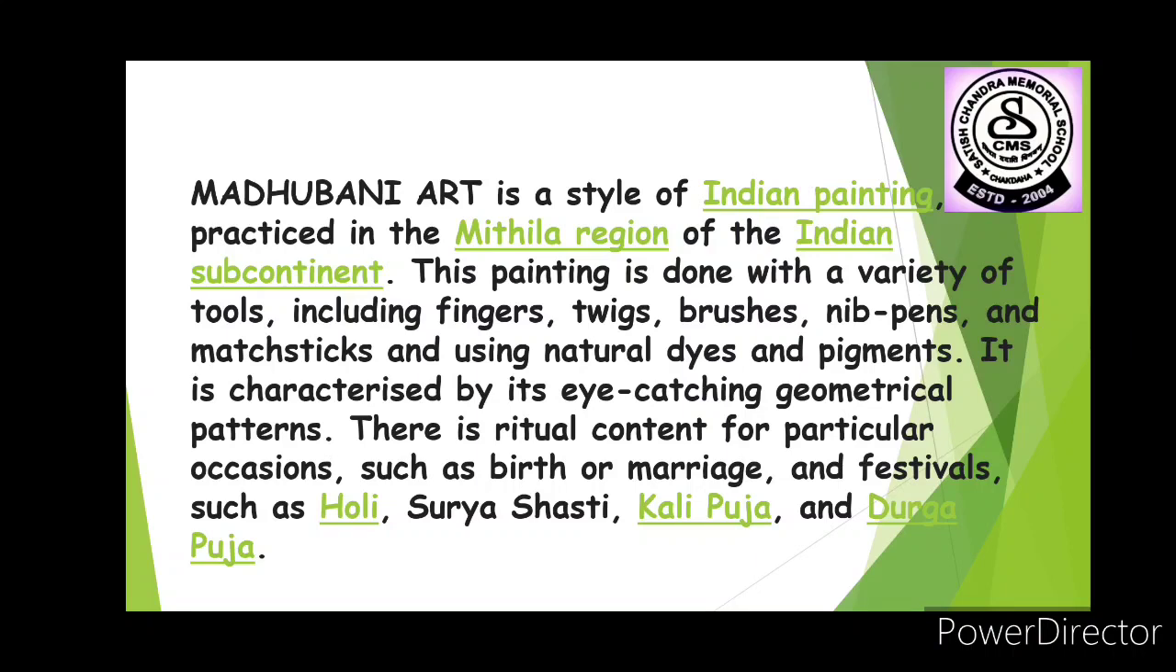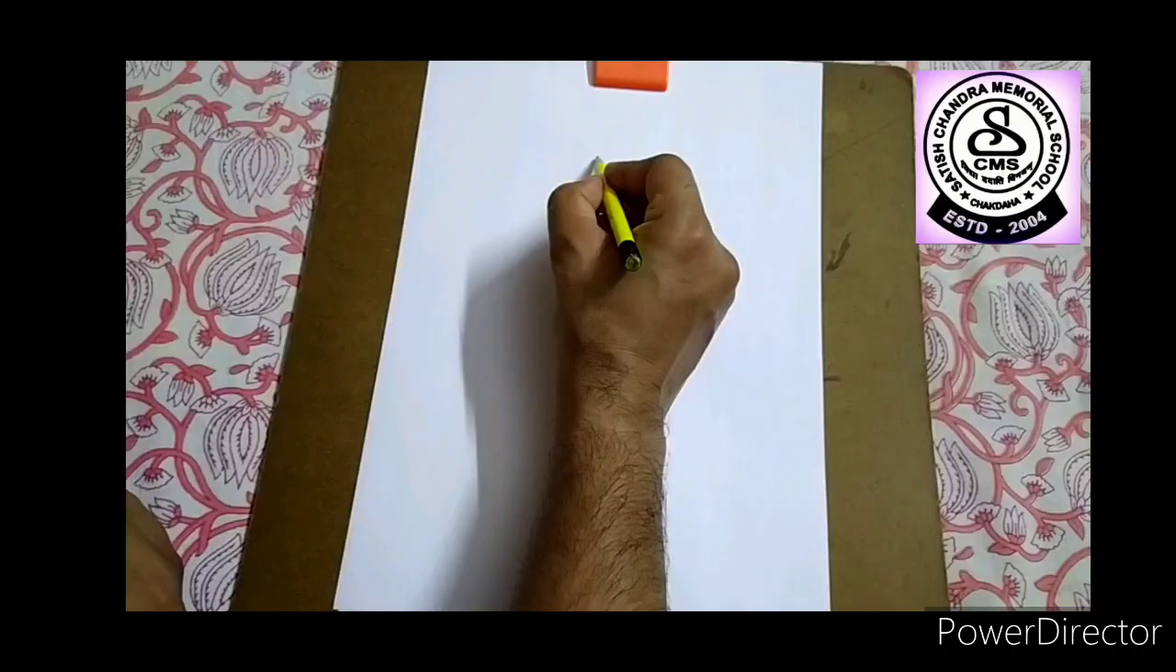So let's start. Take the white page and pencil. First of all, I have drawn with pencil. Then I have just highlighted the border with black pen, and then I have filled the painting with color.